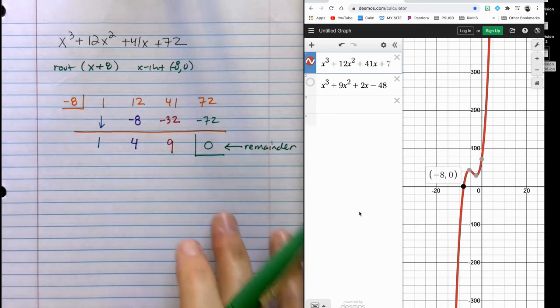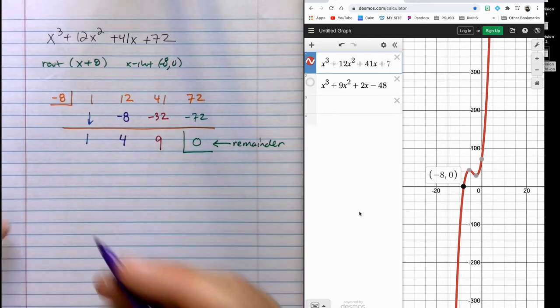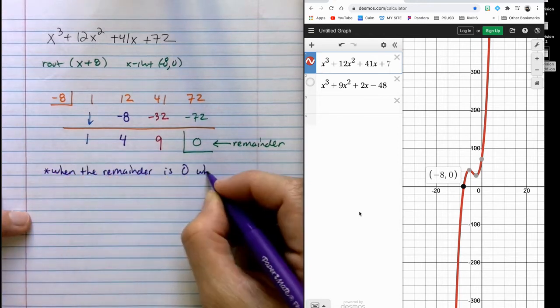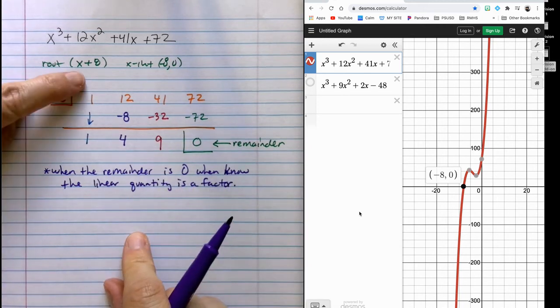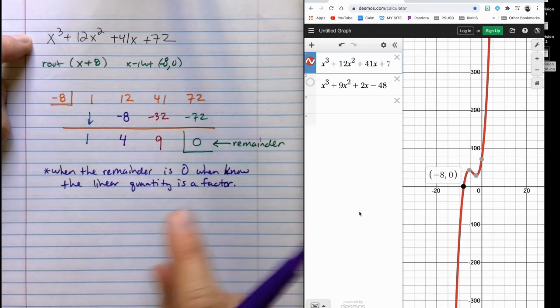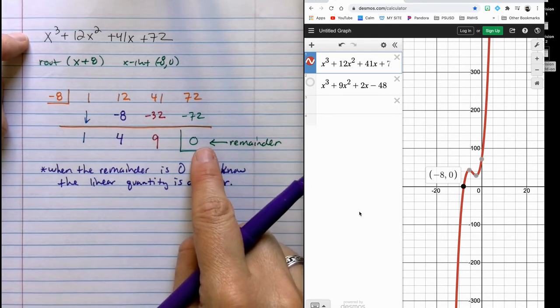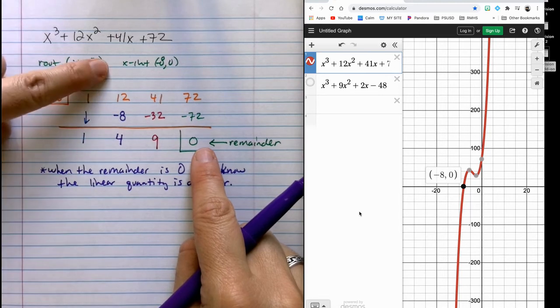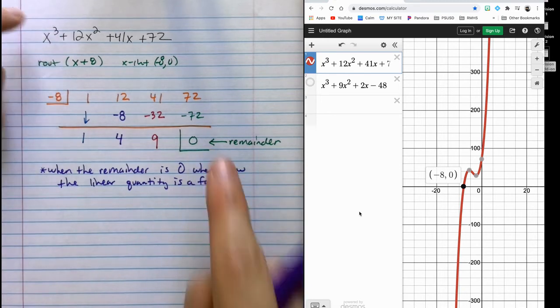When the remainder is 0, then we know it is a factor. So we know x plus 8 is a factor of this cubic because the remainder after dividing is 0. If the remainder is not 0, then whatever the root is that you're testing, whatever that linear quantity is, it can't be a root. It can't be a factor of your polynomial.